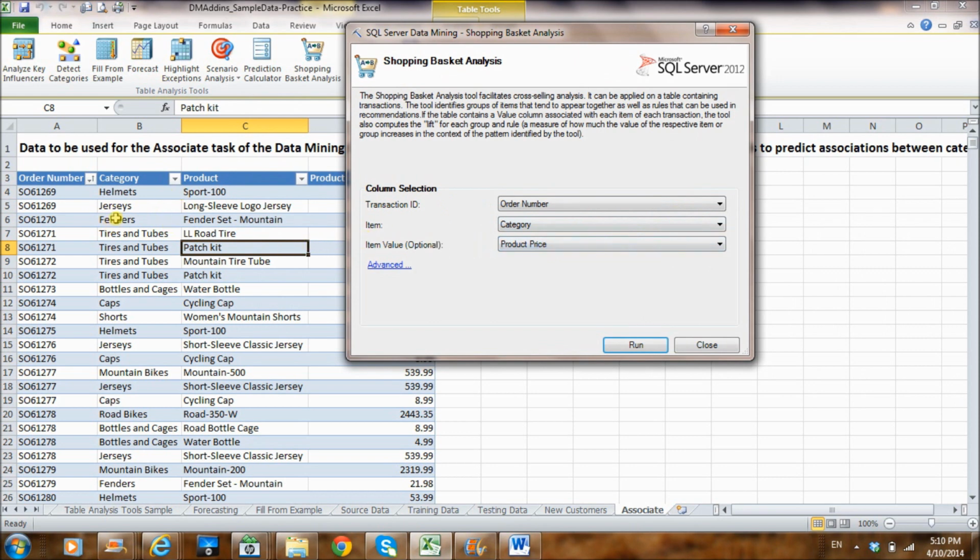You can do analysis on either category or product. If you do analysis on category, you basically look at what categories of product were purchased with what other types of products. Let's look at it in more detail, because one category can have many products. Okay, so I want to do this using product.